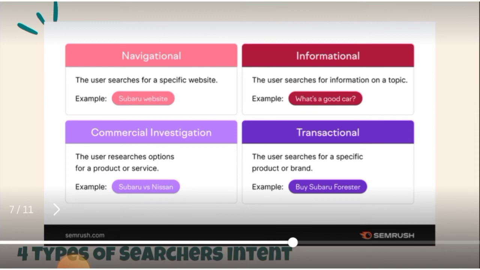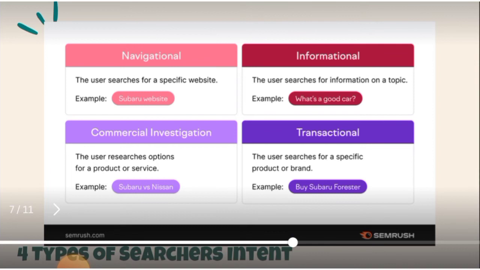So the next thing is informational. Now the user wants information on a particular subject or topic. So let's say I want to buy a new car, and the first thing I want to understand is what a good car is about. So I'll just go there and type something like what's a good car or what are the criteria of a good car. So that is an informational search intent.